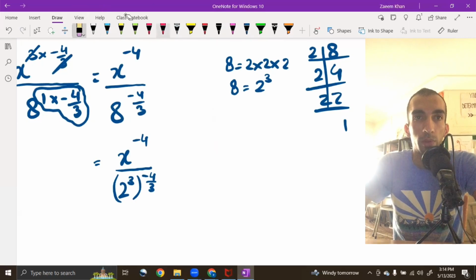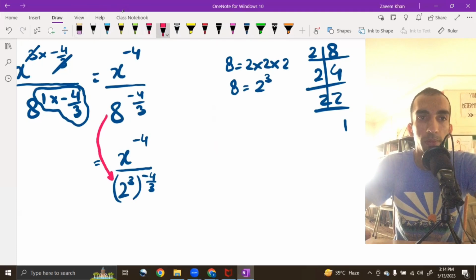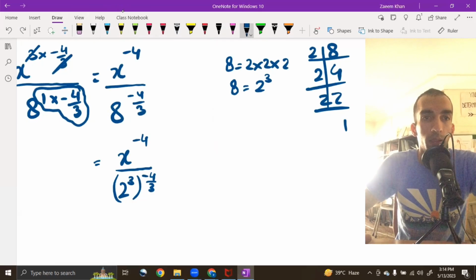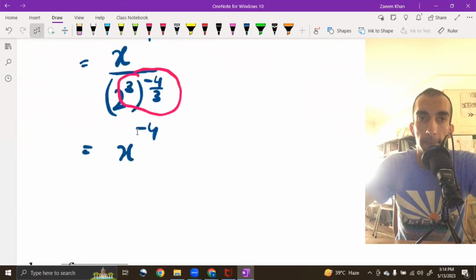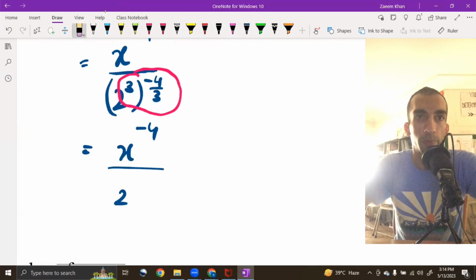So does this make sense, how we change 8 into 2 cubed? Perfect. Now, it's going to be x raised to the power -4. How can I simplify this part? The powers are going to multiply, and what can I cancel? Not the 4. We're going to cancel the 3s. The 3 is going to get cancelled with this 3.